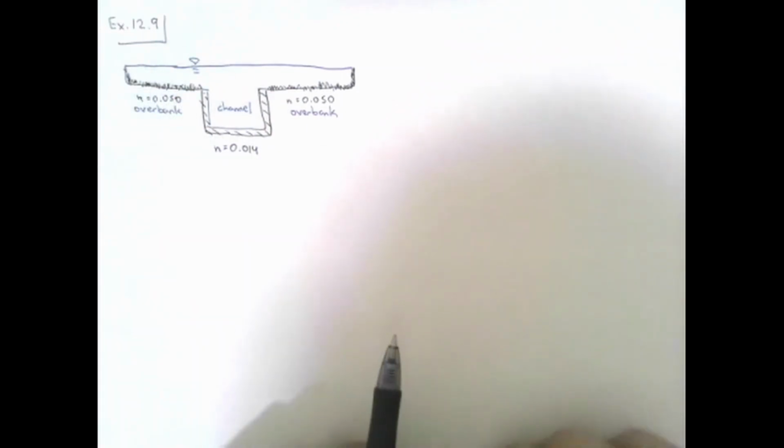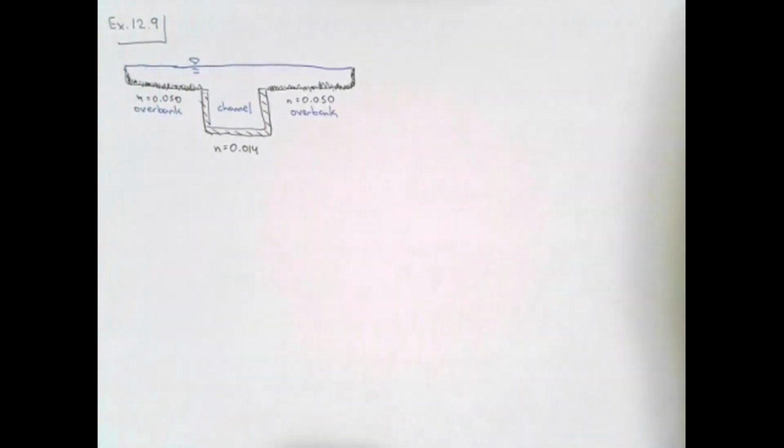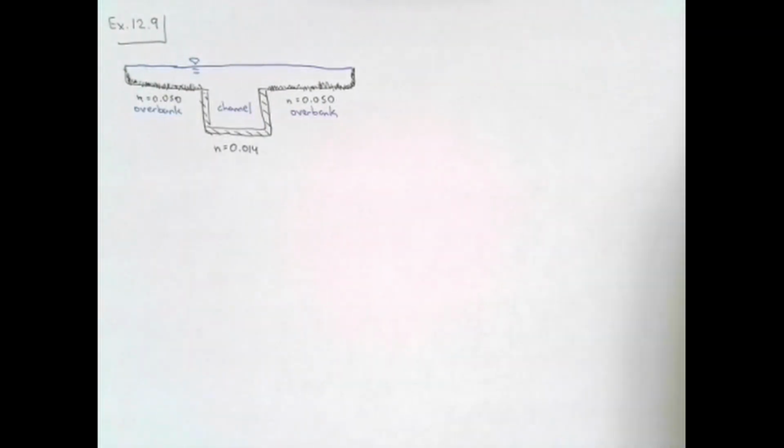Now, personally, I actually think this value is too high. For natural overbanks on rivers, we typically use 0.045 for heavy brush. And this seems, according to the figure in the book, to be a pretty light overbank. So personally, I think this roughness coefficient is actually too high, but that is what the book gives us. So just for this problem, let's just use what the book is giving us.